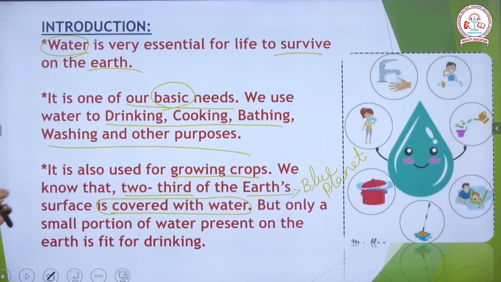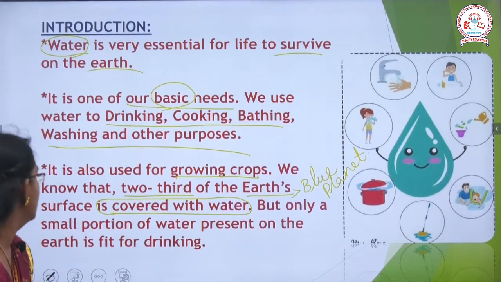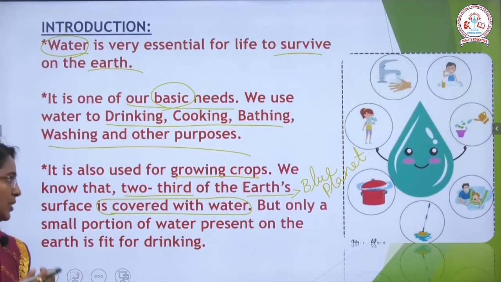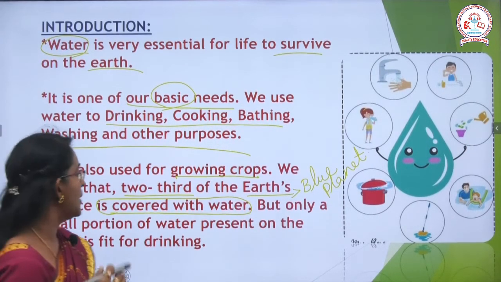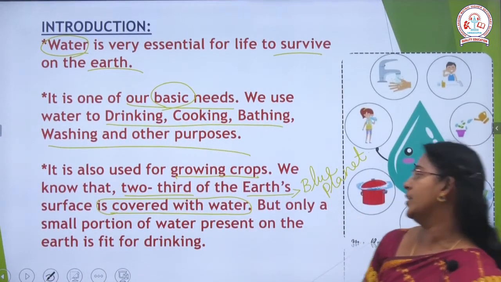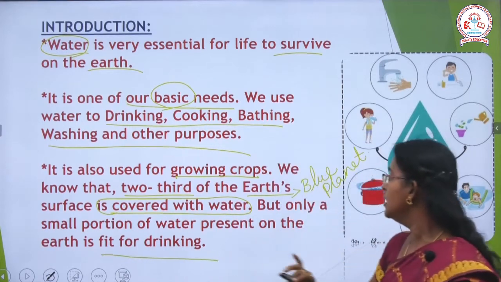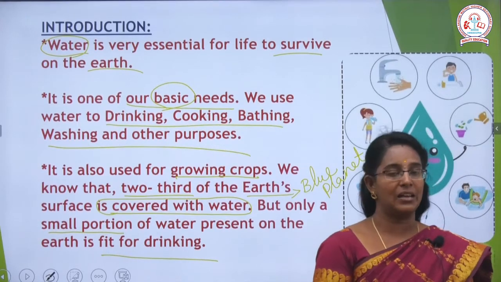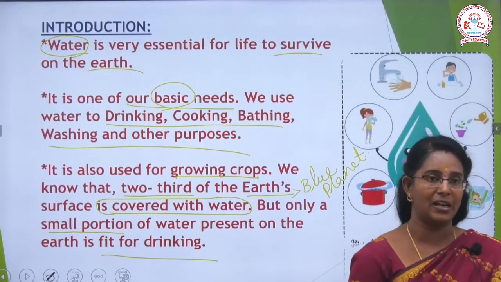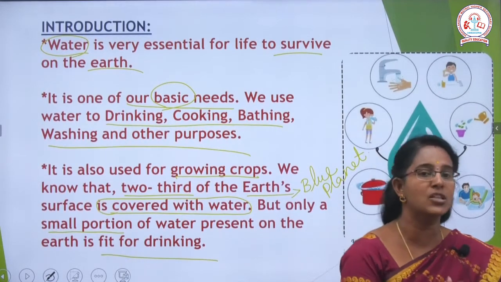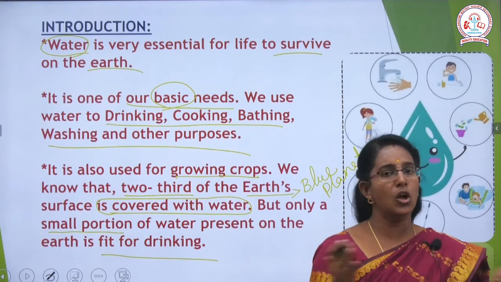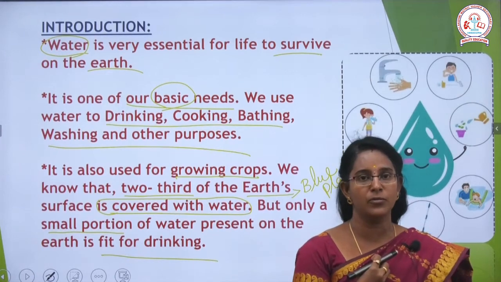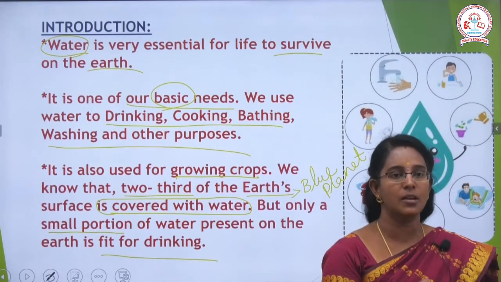Once again I will repeat, it is also used for growing crops. We know that two-thirds of the earth's surface is covered with water, but only a small portion of the water present on the earth's surface is fit for drinking, cooking and other activities. The large portion contains only salt water, that is salty. Salt water is not fit for cooking or any other activities, only a few portion of the water is useful for us. So we want to realize the importance of water.